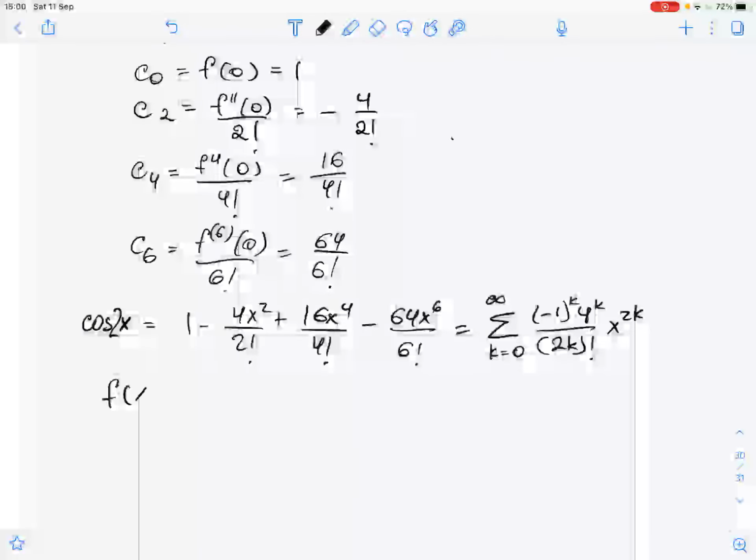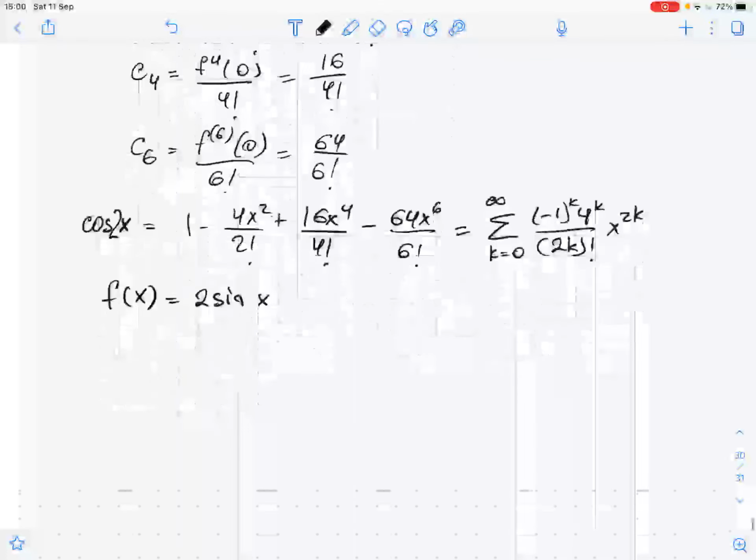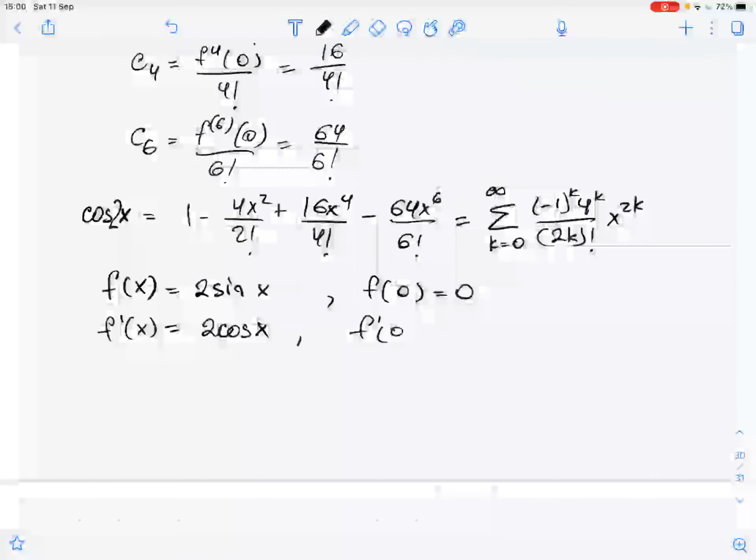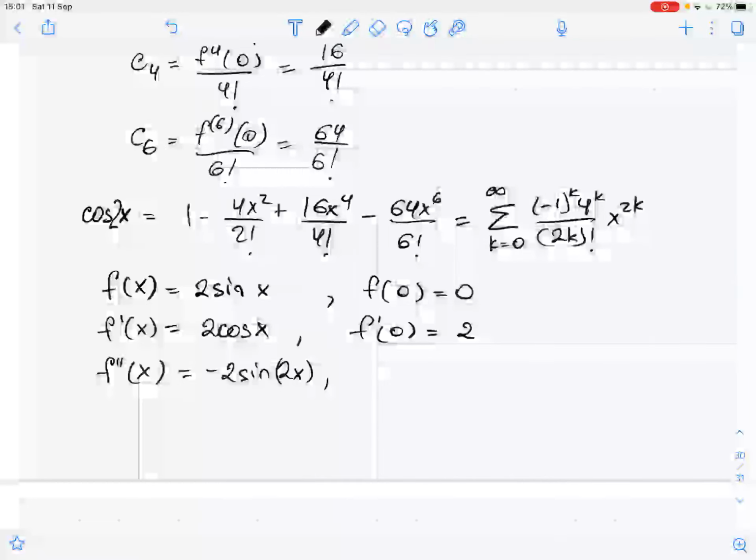Well, now we need to find the derivatives of f(x) equals 2 sine of x. We get that f(0) equals 0, f'(x) equals 2 cosine of x, then f'(0) equals 2. The second order derivative of f(x) equals -2 sine of x. Then the second order derivative at 0 equals 0.